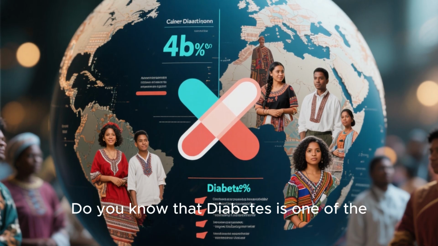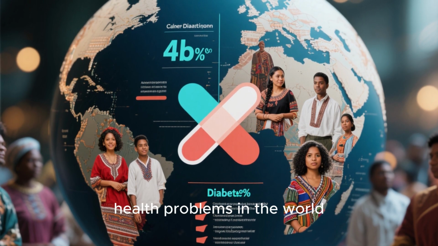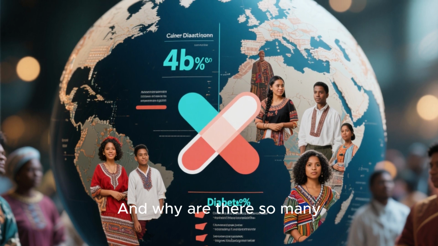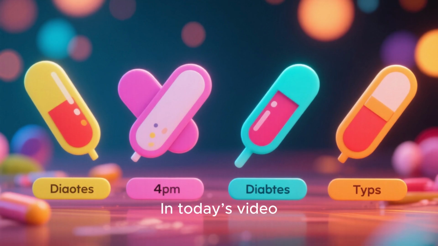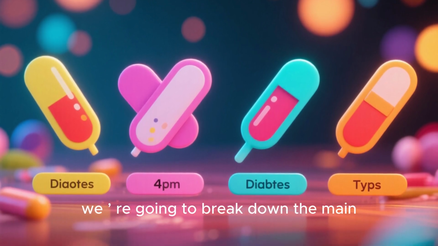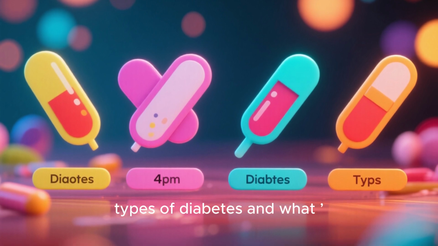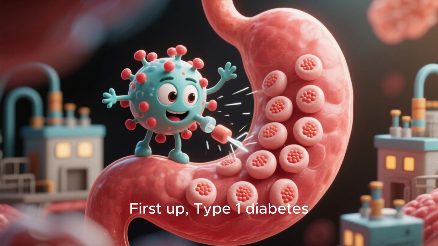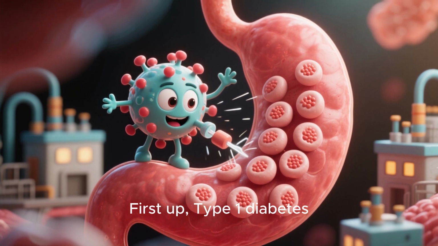Do you know that diabetes is one of the fastest growing health problems in the world? But what really causes it? And why are there so many different types? In today's video, we're going to break down the main types of diabetes and what's really behind them in the simplest way possible. First up, type 1 diabetes.